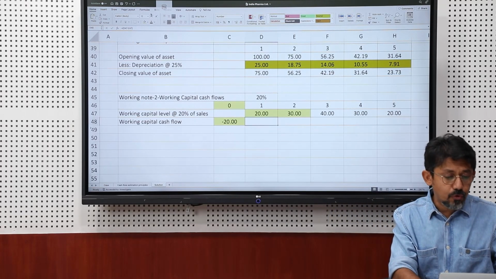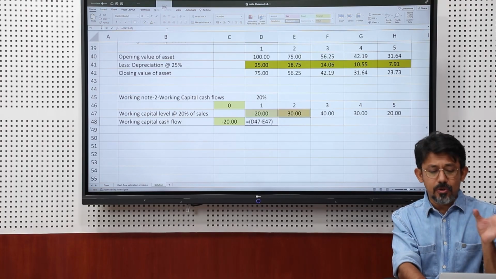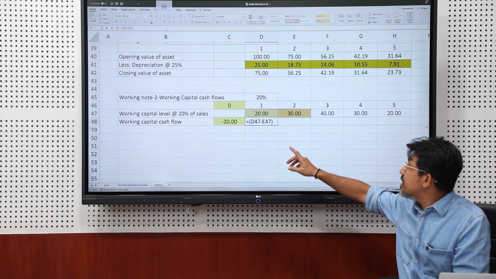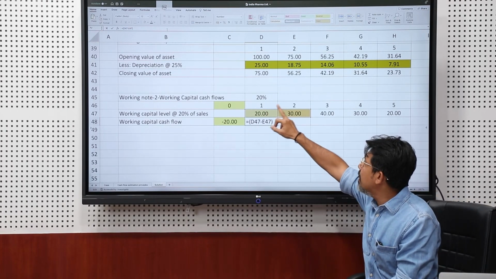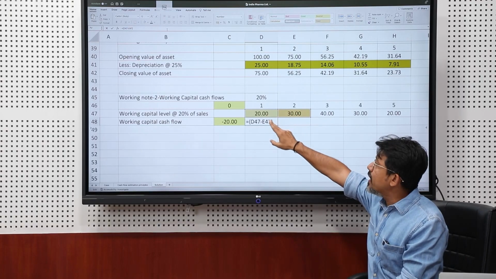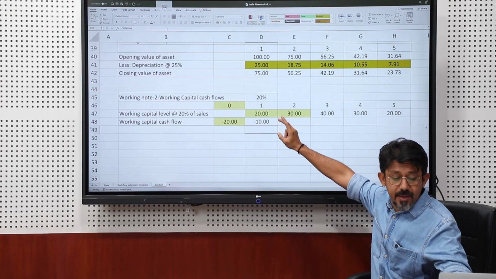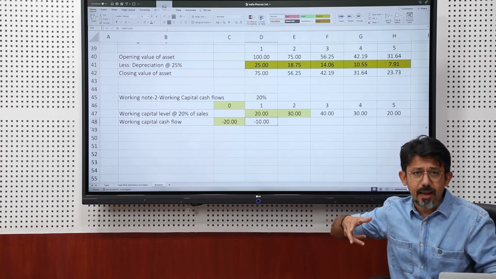That is a cash outflow, and it is a function of these two cells. So you can see the cell reference, it is D47 minus E47. So it is this column less this column. So it is 20 minus 30, showing a negative 10, which basically means a cash outflow. It is an investment, right.